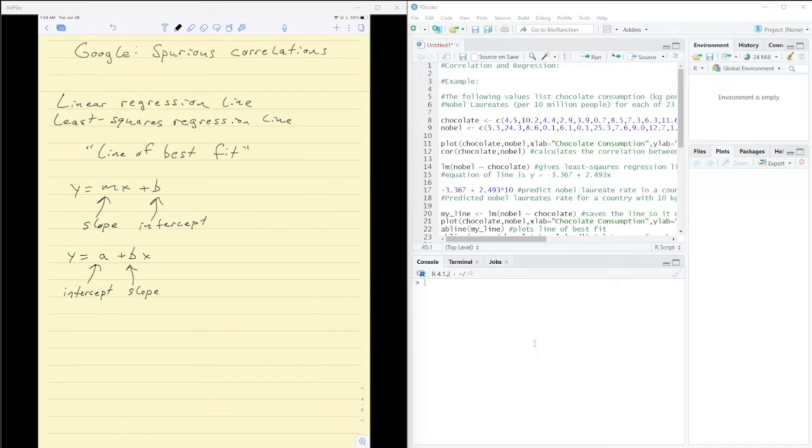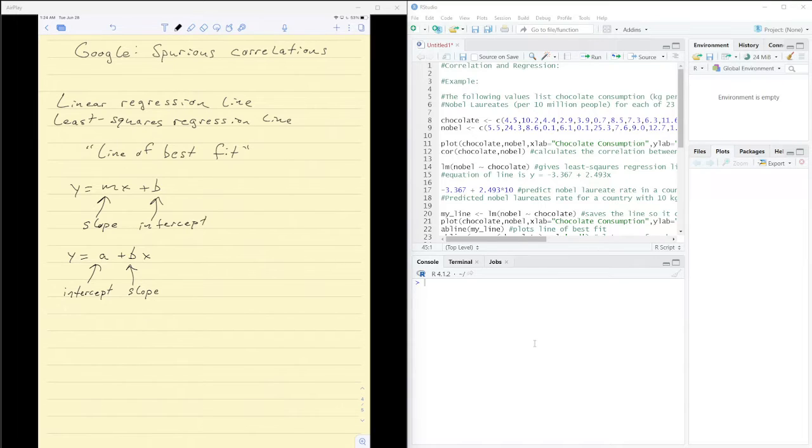For example, say we didn't have just one variable x, but several variables x1, x2, x3, and so on. You can easily adapt this to a plus b1 x1, b2 x2, b3 x3, and so on and so on. But that is for a different course altogether.